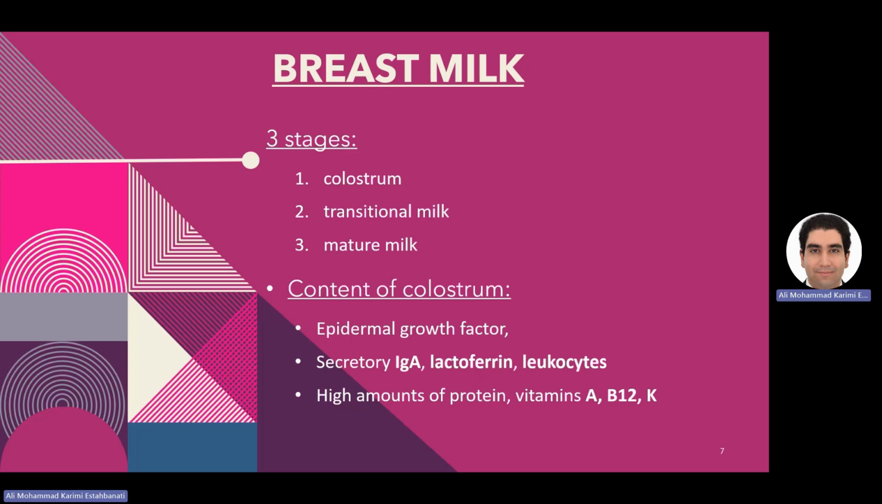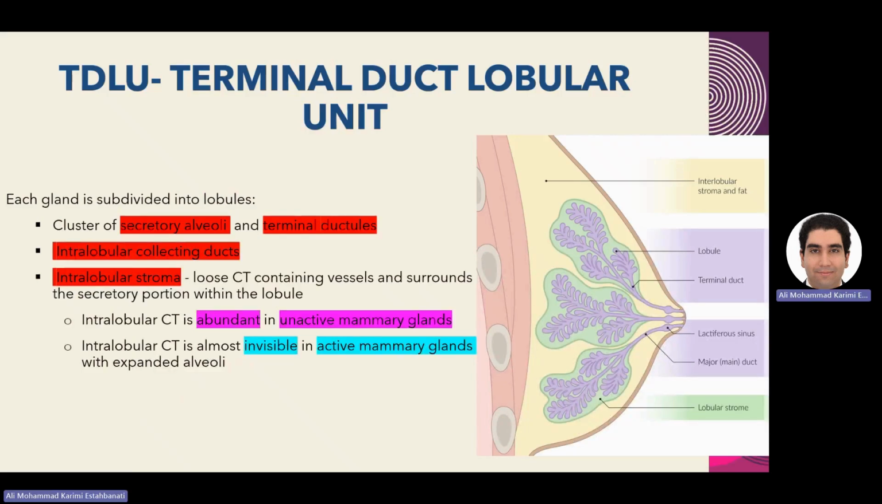But these other 6, they're very important, and you should know it by heart. Now, terminal duct lobular unit. If you guys can see here, each gland is subdivided into lobes. So these are the lobes. And then each lobe has their own secretory alveoli and also terminal duct tubes.